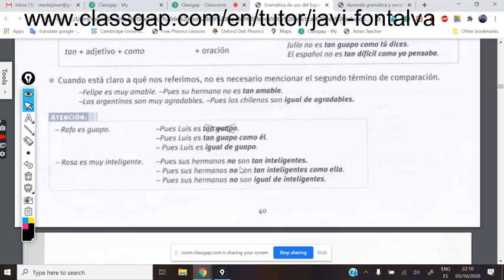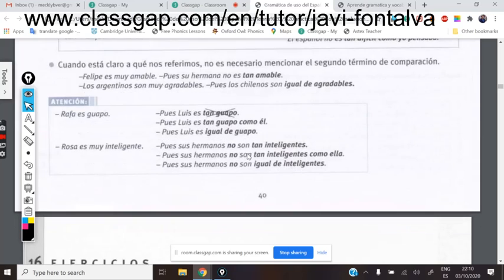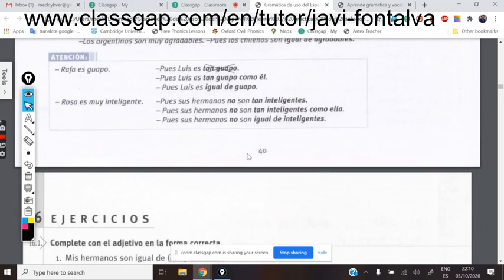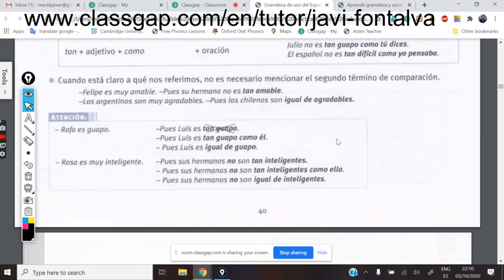So if you want to finish like this, it has to be in the negative with the tan structure. Or you use the other one, igual de. To recap, then: if it is positive, I have to have the como thing at the end. If it's negative, I can just stop with the tan plus the adjective. Exactly.